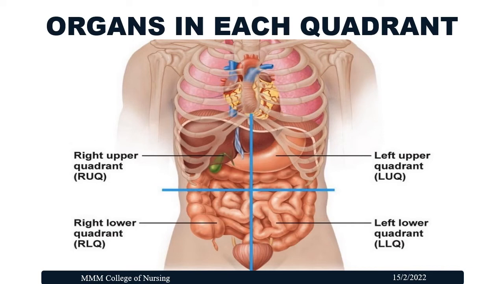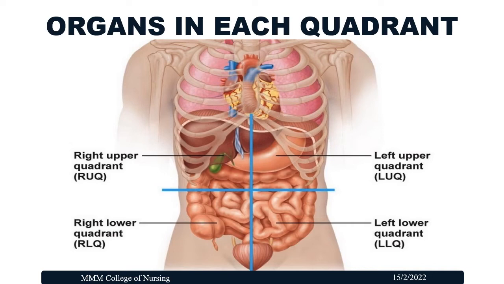The organs in the right lower quadrant are the lower portion of right kidney, cecum and appendix, portion of ascending colon, the bladder if distended, ovary and salpinx in females, the uterus if enlarged in females, right spermatic cord in males, right ureter, right iliac artery, and the right femoral artery.